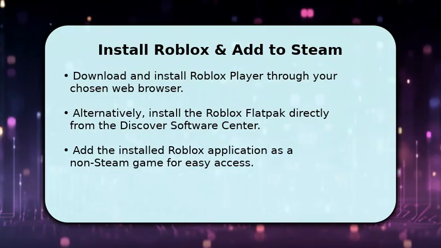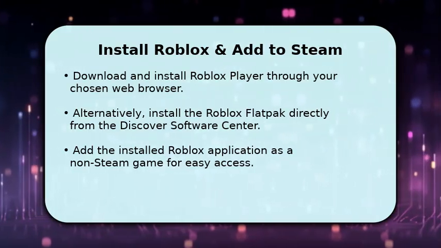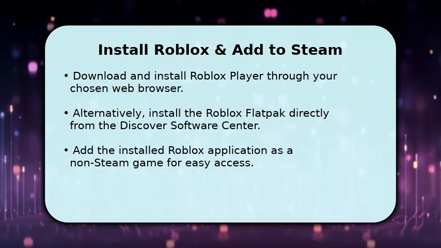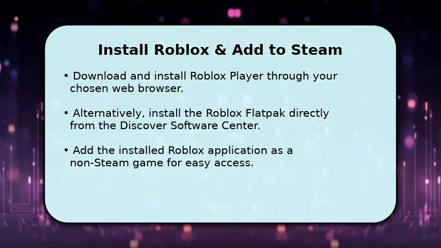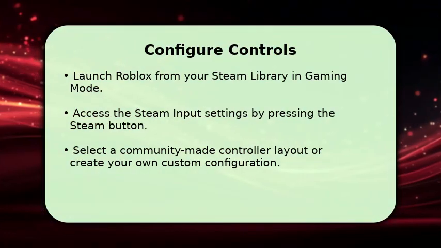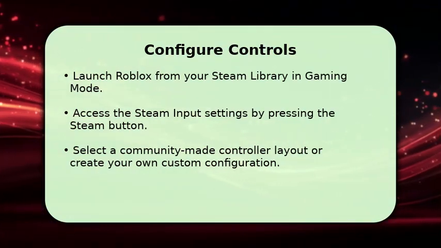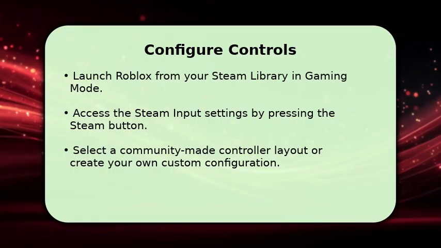Once installed, open Steam in desktop mode, click Add a Game at the bottom left, and then add a non-Steam game to browse for and add Roblox. With Roblox added to your Steam library, switch back to gaming mode and launch it.